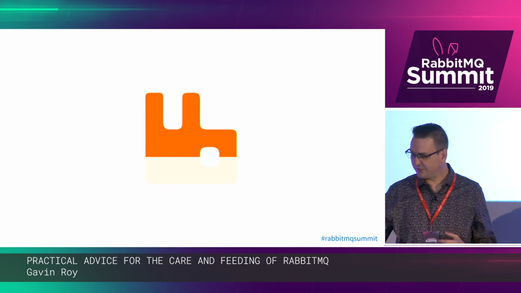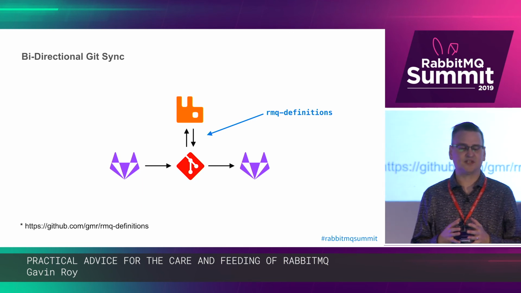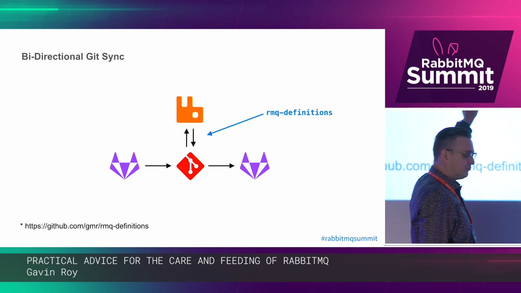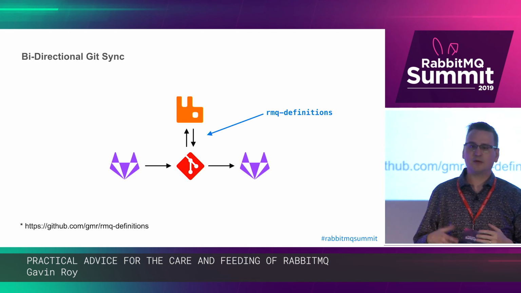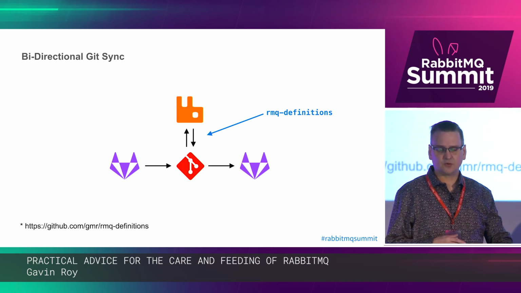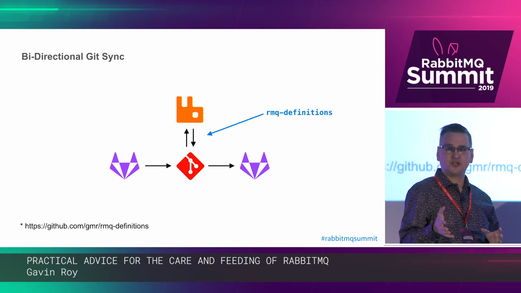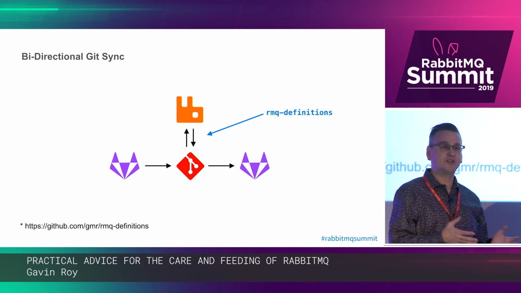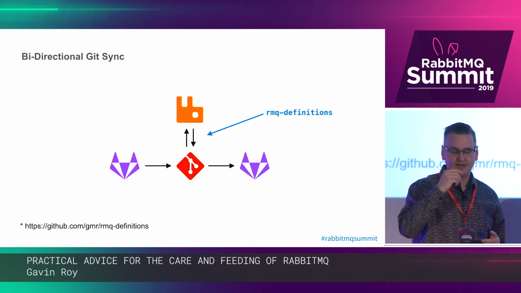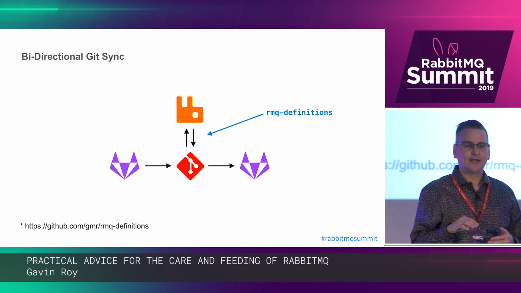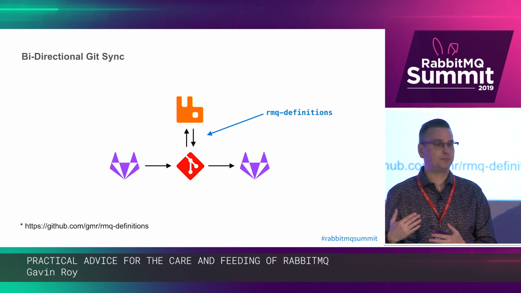And what we ended up settling on was a bidirectional Git-based sync process. So in our internal GitLab instance, we have a repository for each one of our RabbitMQ clusters, and that repository holds a JSON file that is the topology of the RabbitMQ cluster as you would get when you do an export from the management UI or the API. Well, kind of.